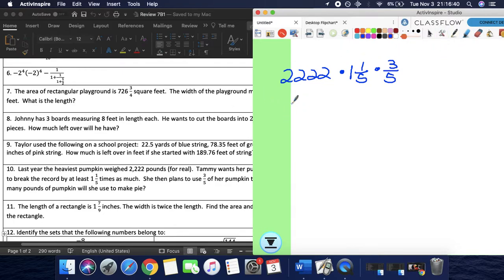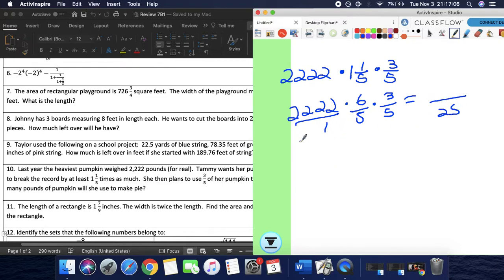All right, so 2, 2, 2, 2 times 6 over 5, which then we're going to multiply by 3 over 5. Can we simplify anything? Absolutely not. So we're going to get 25 at the bottom. That was easy. And then on top, it's going to be 2222 times 18. I guess that's not that bad.